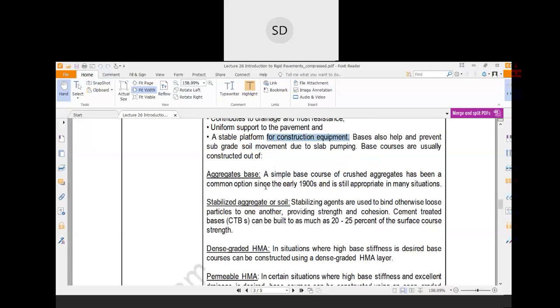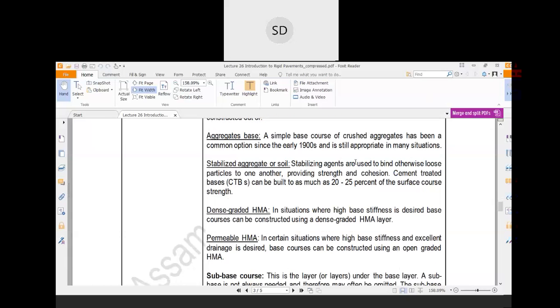Now, aggregate base, a simple base course of crushed aggregates, has been a common option since the early 90s and is still appropriate in many situations. Basically, that is a choice situation. If you want to provide some aggregate base course in the rigid treatment, you can provide.